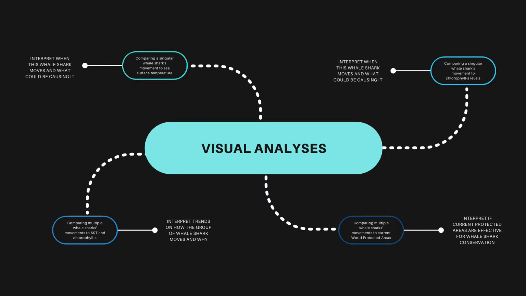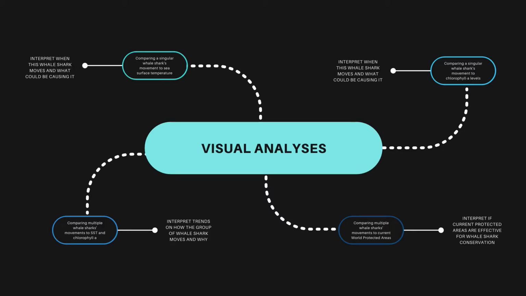So in this case study, I ask you to do a couple visual analyses of the data. Essentially, you're doing 4 different analyses. The first 2 being looking at a singular whale shark, the second 2 looking at multiple whale sharks. So I have you code a singular whale shark's data and color each different date as a different colored dot on the map. And so you can look at one whale shark's movement over time based on the different colors.